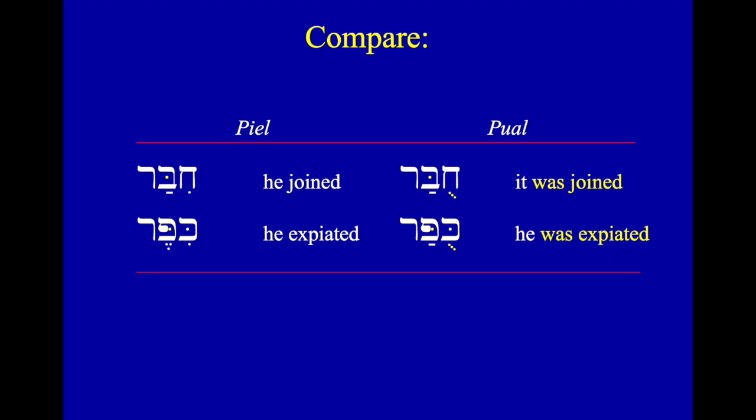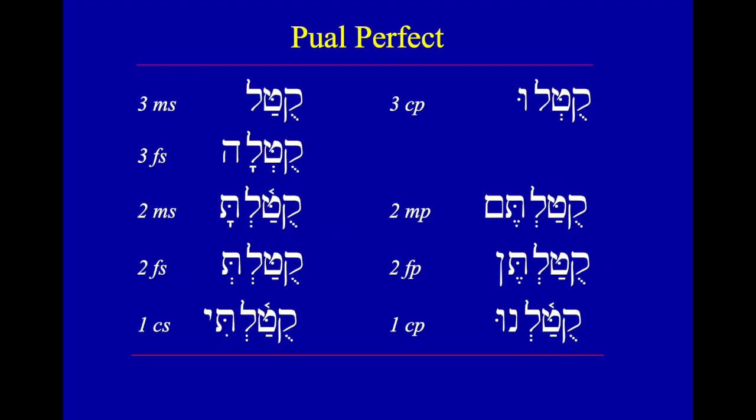So there's your distinctive markers there. An oo under your first radical and a double middle radical. That's the perfect, right? That's for the Pual perfect. Here's the paradigm for it. You don't have to memorize this, but just look at what's shared by all these things. A double middle radical and an oo underneath your first radical.